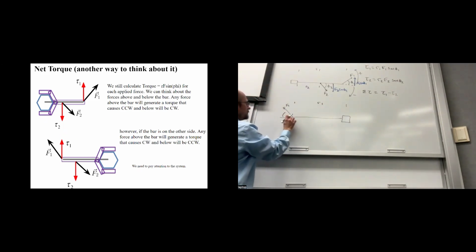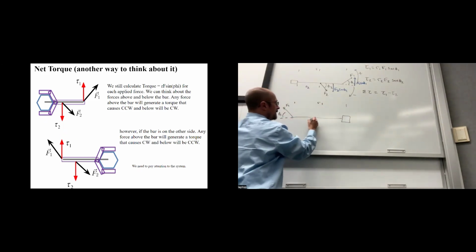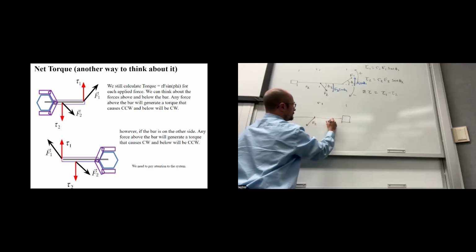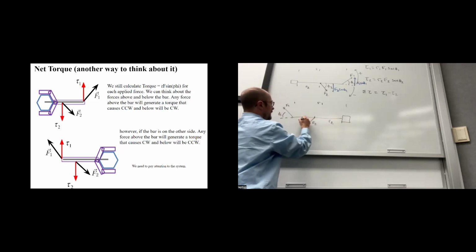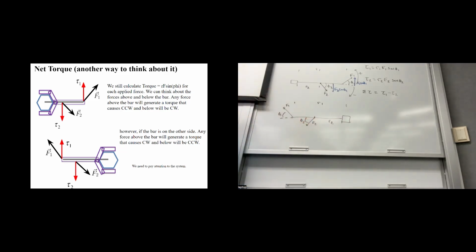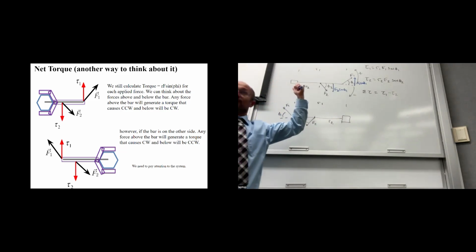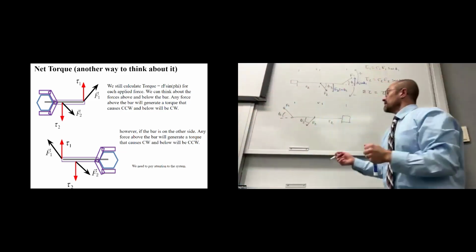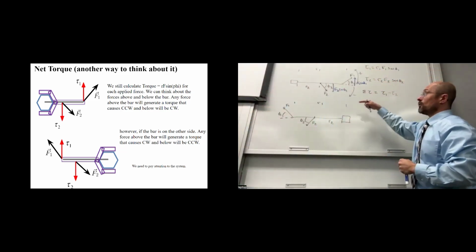It has its angle phi 1. And we have force 2 and R2, and here's phi 2. Is everyone good with that? All we did is we took the wrench and flipped it to the other side. Is everyone good with that? We end up getting the same torques.